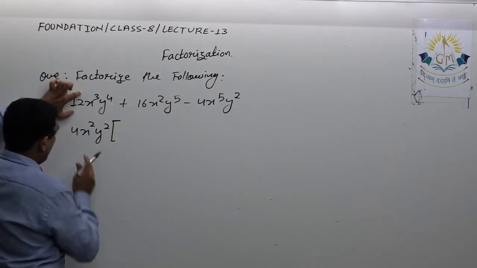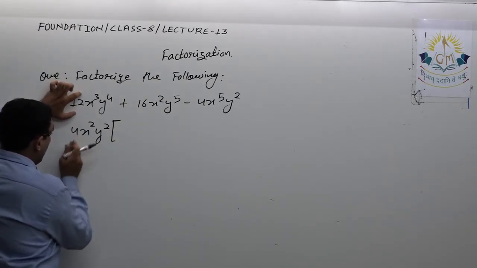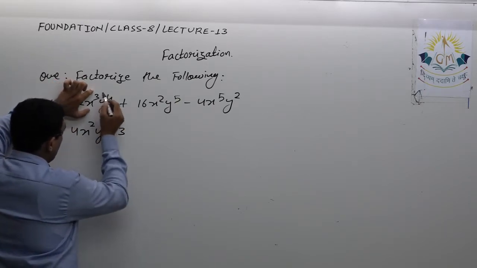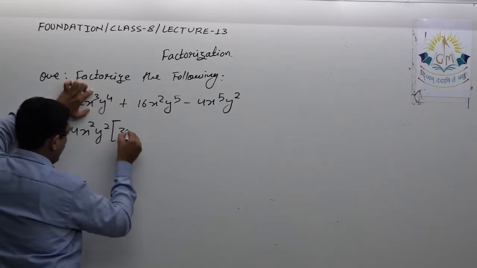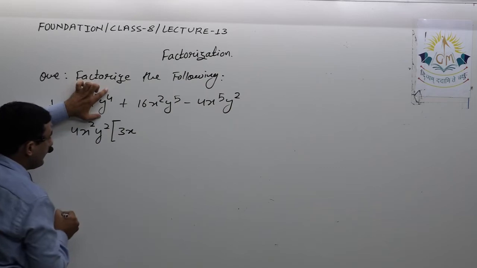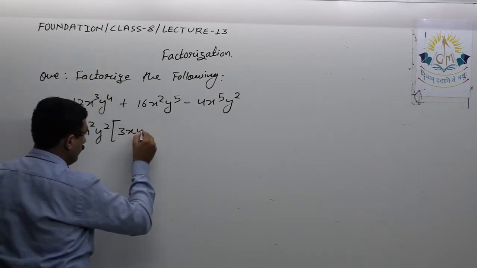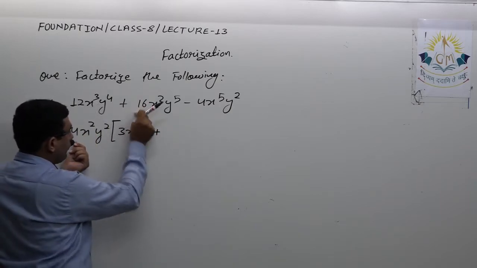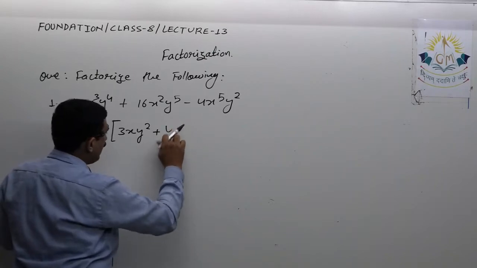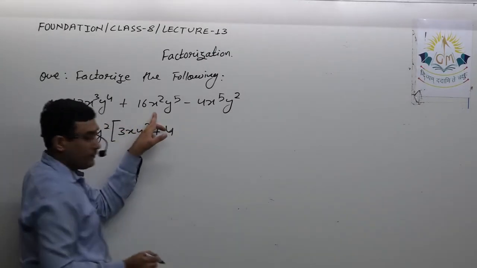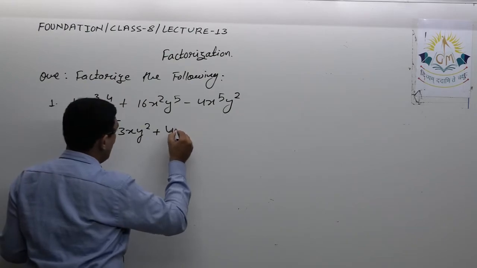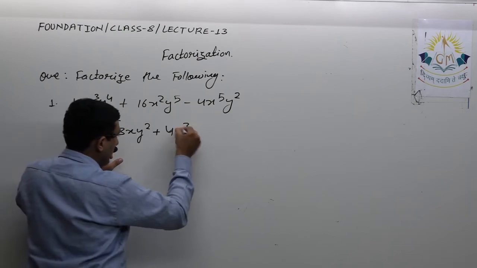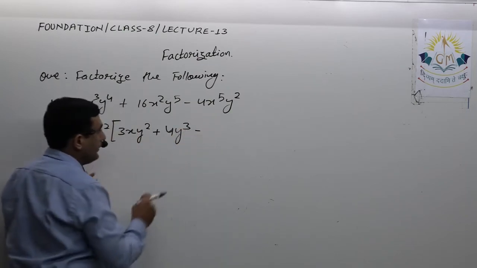Here it was 12, I took 4 common, so 3 is left over. Now, here 3 x's are there and I took 2 x's common, so 1 x will be left over. 4 y's are there, I took 2 y's common, so 2 y's will be left over. Similarly, here it is 16, I took 4 common, so 4 will be there. x square completely came out, so no x will be there in the second term, only y. Out of 5 y's, I took 2 y's, so 3 y's are left, that means y cube will be there.